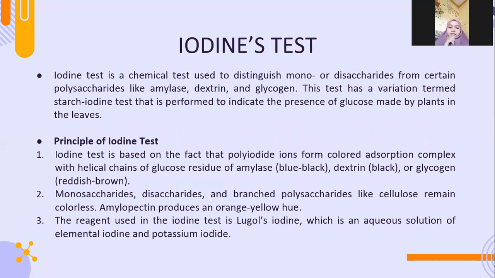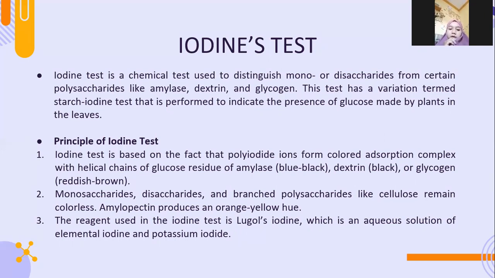Iodine test. Iodine test is a chemical test that distinguishes mono or disaccharides from polysaccharides like amylose, dextrin, and glycogen. This test has a variation termed the Lugol's iodine test that is performed to indicate the presence of glucose polymers.